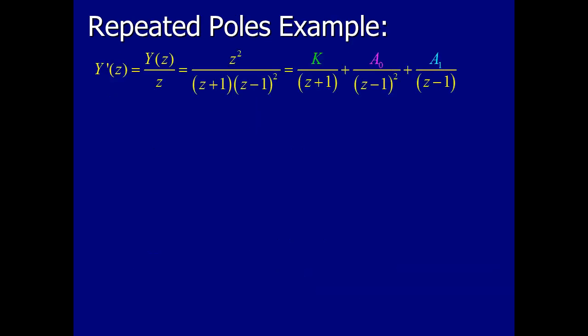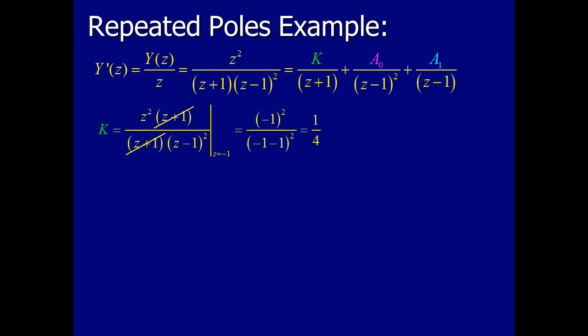So here's our partial fraction challenge. We've got 3 terms. The first one is just plain old partial fractions. We take the z plus 1, multiply it by our y prime of z. That cancels one of the terms from the denominator. We replace z with minus 1. And then it's just algebra. Turns out to be a quarter.